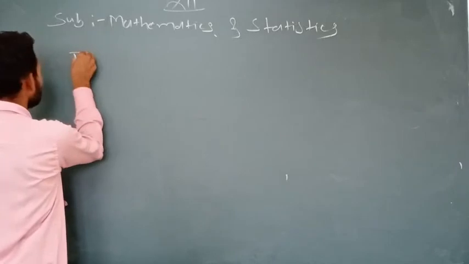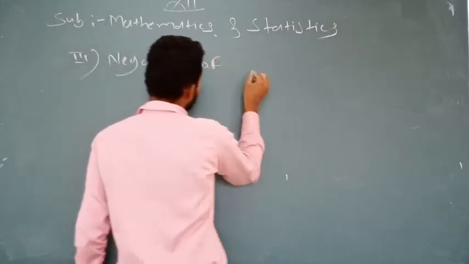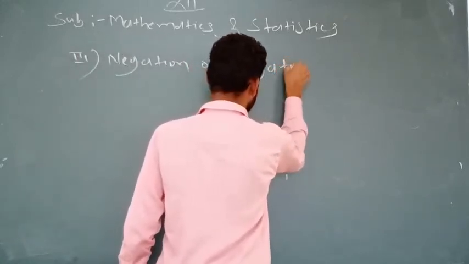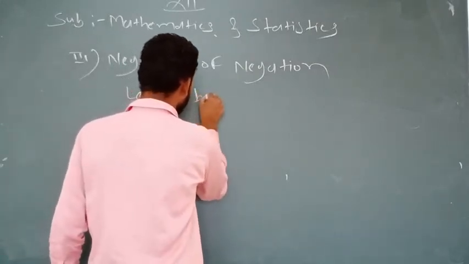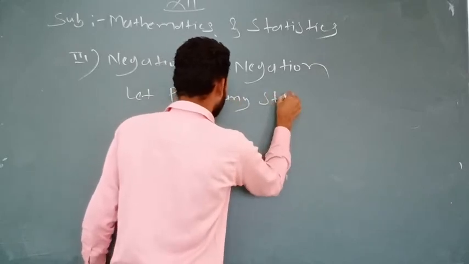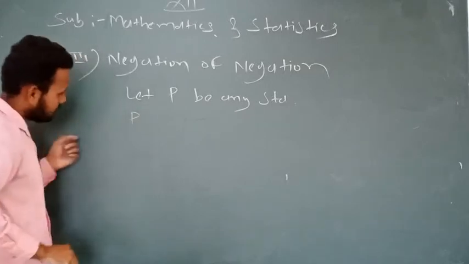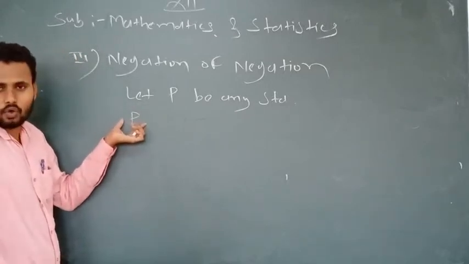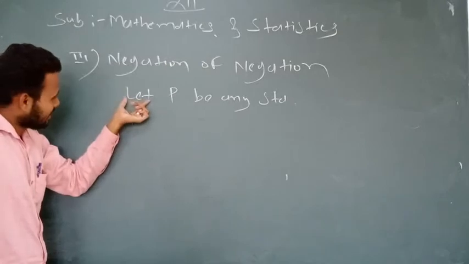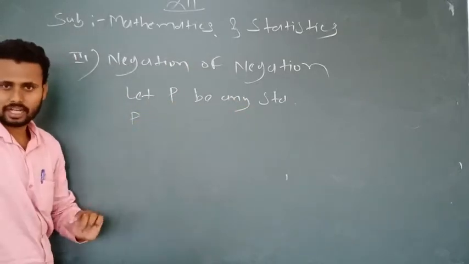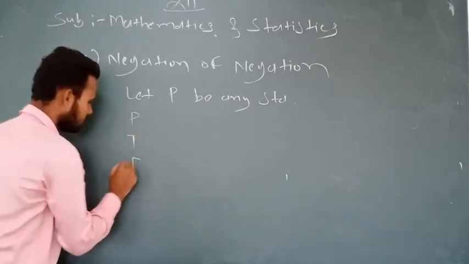Now the third one is negation of negation. For that, let P be any statement. First observe the following truth table. P is any statement, and we know that for any statement there are only two possible truth values, T and F.